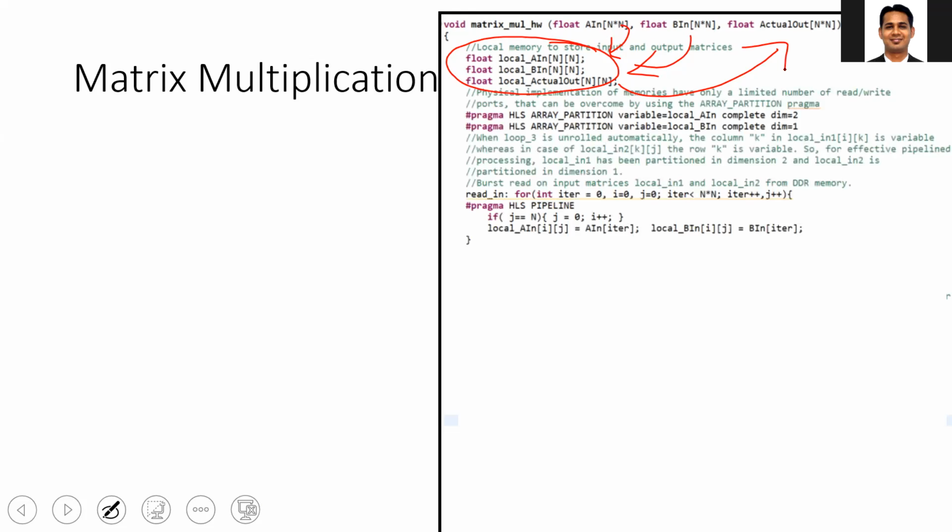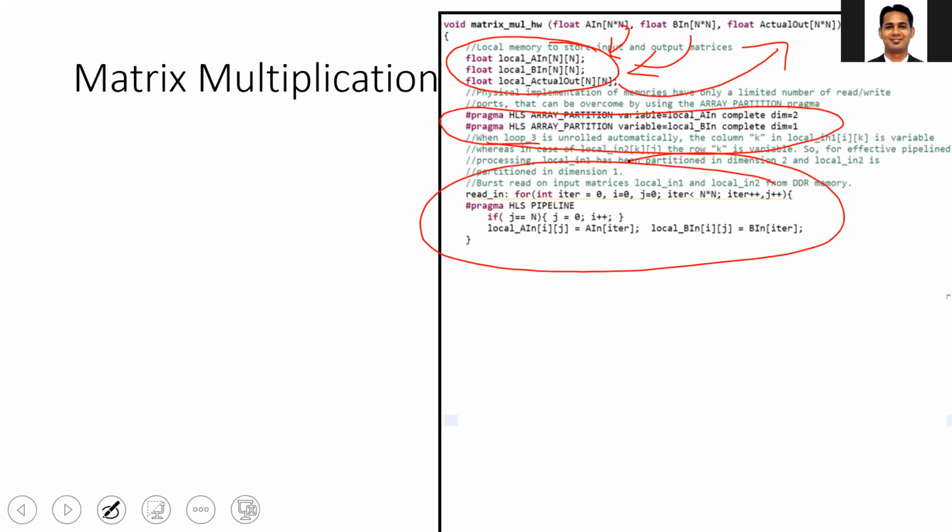So I did the partitioning of the variables A in and B in, and then I copied the data into the local variables. You can see that I'm copying the data. This logic is not that difficult. I'm just copying the data into the internal memory, so you can always look at this logic and understand it in more detail. The processor has stored A in and B in of size n cross n in the memory.